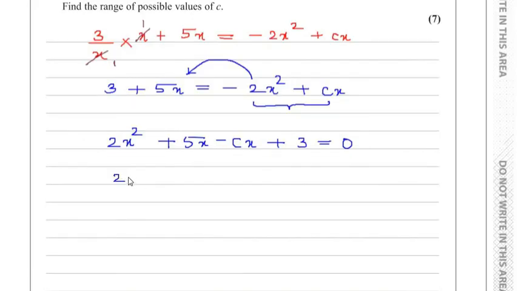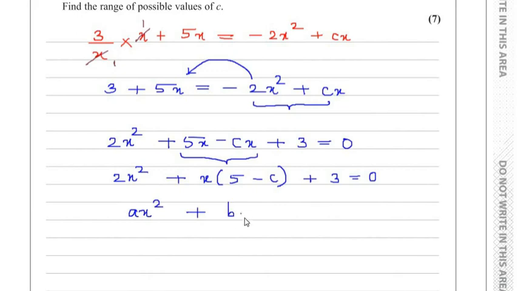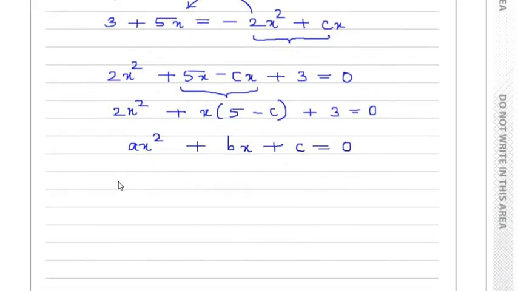Next, we can write it as 2x squared plus, these two are like terms, so I can factorize it and take out x common. So 5 minus c remains in the bracket, plus 3 equal to 0. Now if we compare this with the format of the quadratic equation, ax squared plus bx plus c equal to 0, by comparison we can say that a is equal to 2, b is equal to 5 minus c, and c is equal to 3. This is what we get.